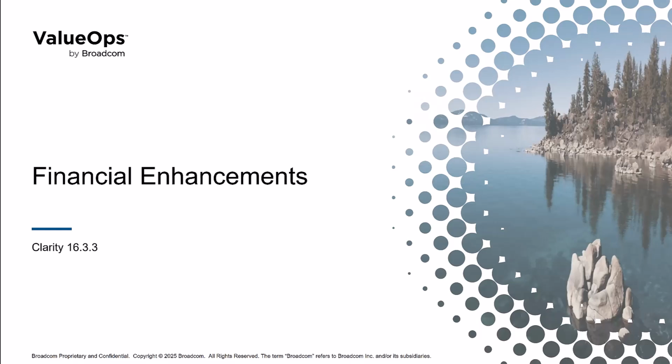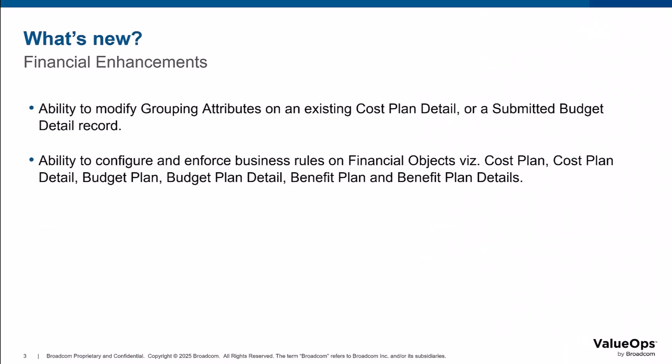In this session, we'll review the enhancements made to the financials area of Clarity, specifically the financial plans. So, what are those enhancements? Firstly, we bring in the capability to modify or update grouping attribute values on existing budget or cost plan detail records. Next, we are bringing in the capability to configure and enforce custom business rules on the financial plan and detail objects.